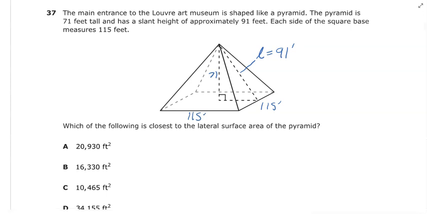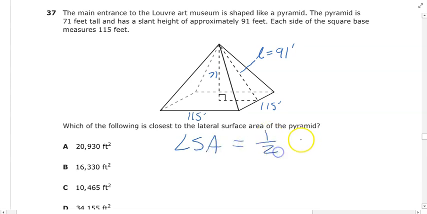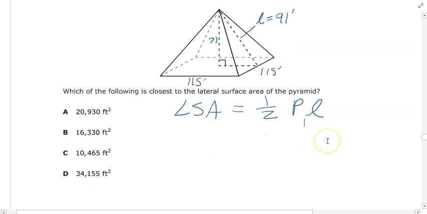So on your formula chart, you have a lateral and a total. The lateral surface area from your formula chart is equal to 1/2 PL, and we don't need to add the base for the total surface area, so it's just going to be 1/2 PL, perimeter of the base, times the lateral height. So let's go ahead and plug these in. 1/2. Perimeter of the base is going to be 460. We get that by adding these up. 115 times 4 is 460.